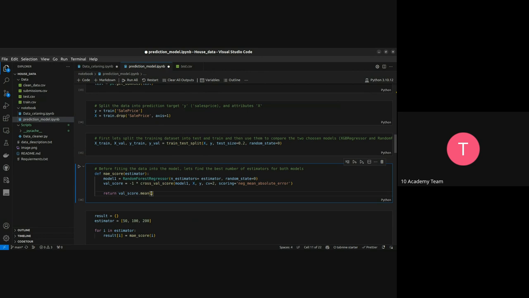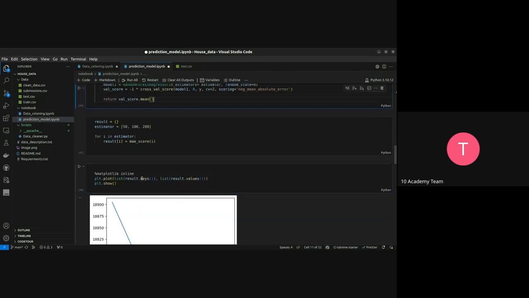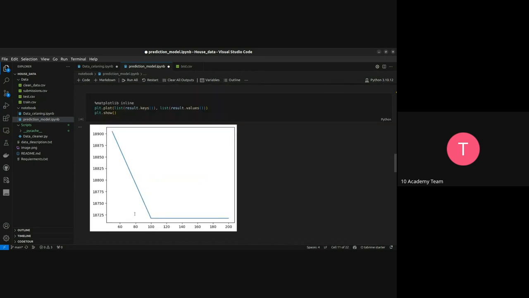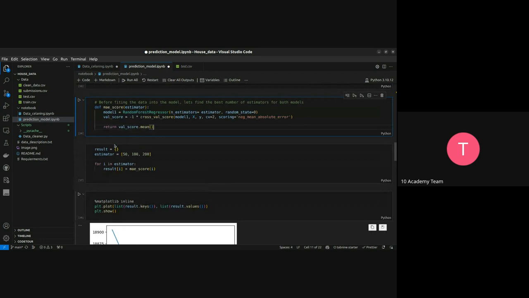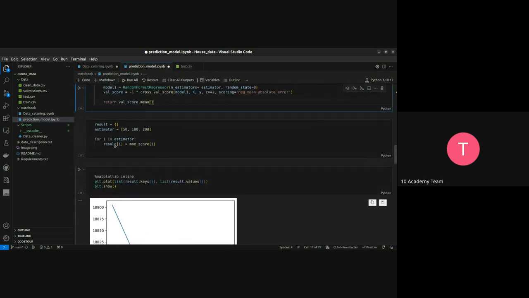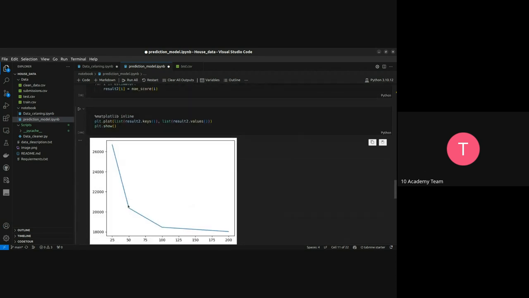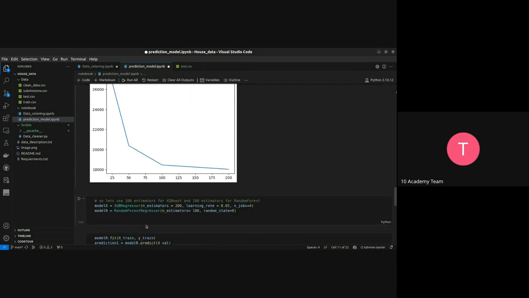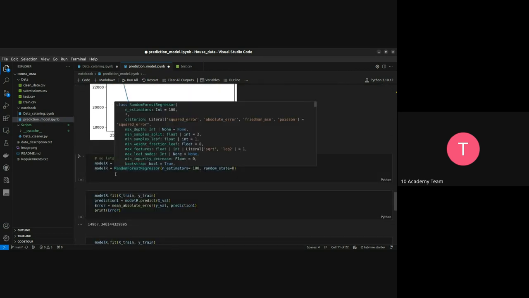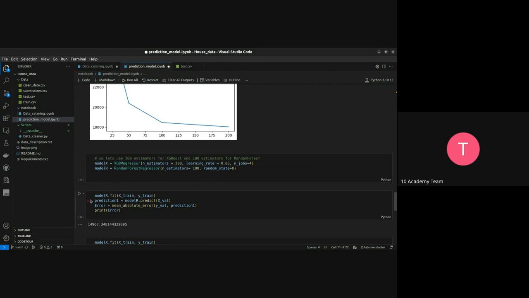So this function is just here to find the best number of estimators for the model. We have two models, the random forest regressor and the XGB regressor. This is the plot for the number of estimators versus the error or the score, the cross validation score. As you can see, 100 is optimal for the random forest because you don't see any change after that. But for the XGB regressor, you can see that 200 is more optimal than the rest. So just use these parameters and initiate both models. You don't need to do this; it's just a way to show how differently they react.